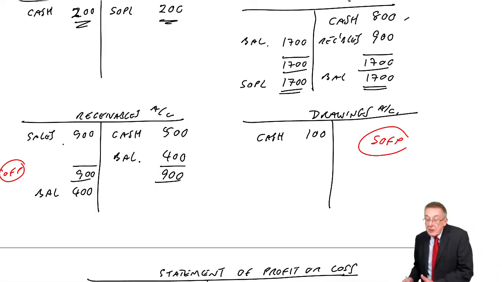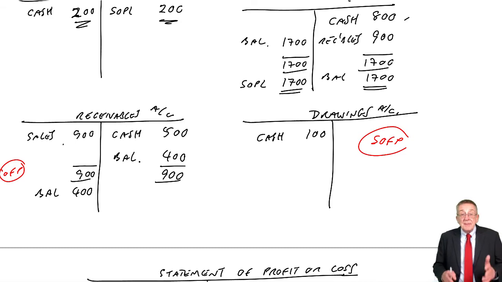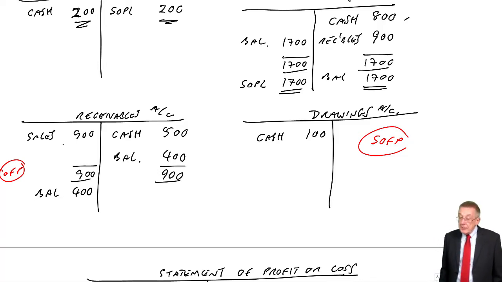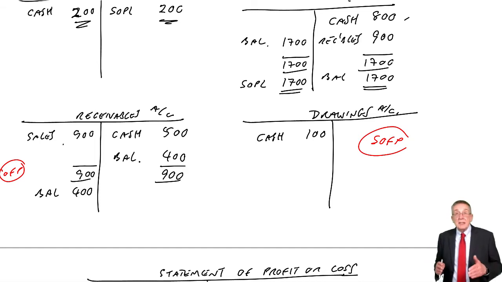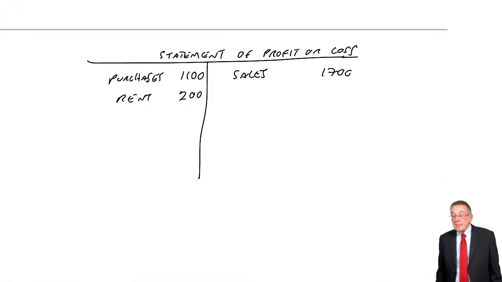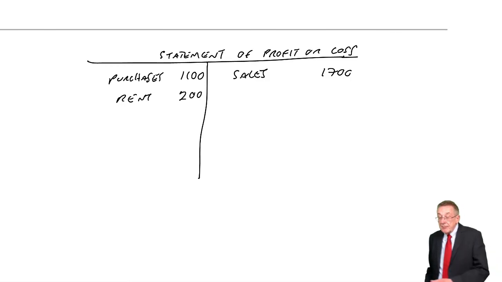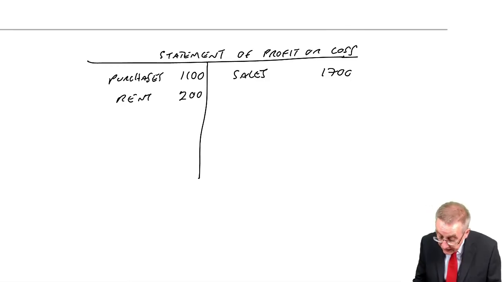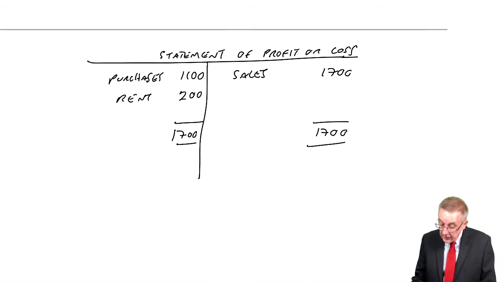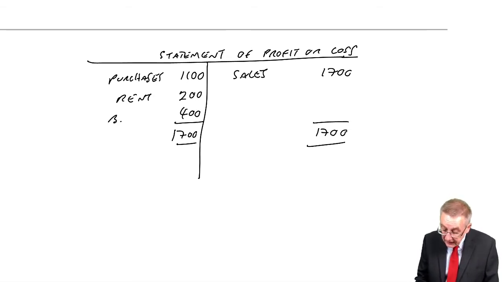If it's something that appears on the statement of profit or loss, income, the sales, expenses, the purchases, the receipt, rent, clear the balance. Debit or credit to get a balance of 0. The double entry to statement of profit or loss. I've dealt with them all. Statement of profit or loss, there are 3 figures. I'd better take a balance. What is the balance? The missing figure is 400, the balance.